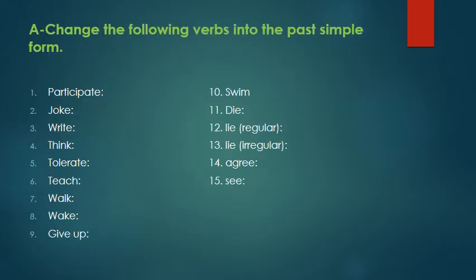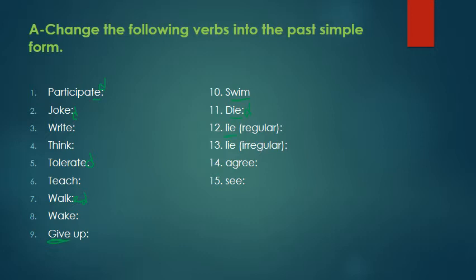Now, change the following verbs into the past simple. Participate, it ends with a single E, all I need to do is add D. Joke, add D. Write, it's wrote, that's irregular. Think, thought. Tolerate, it's regular, I add D. Teach, taught, it's irregular. Walk, all I need to do is add ED. Wake is irregular, it's written as woke. Give up, gave up. Swim, swam. Die, all I need to do here is add D.